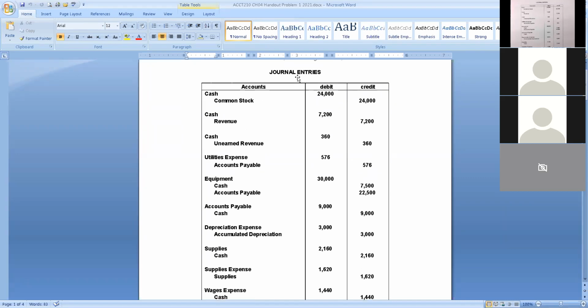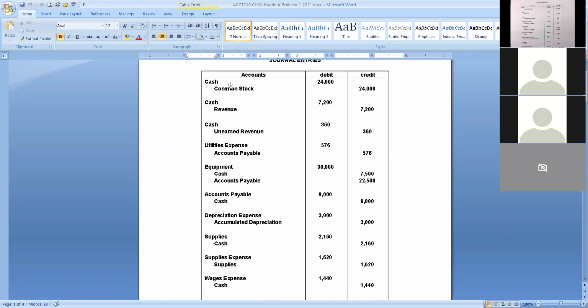All right. Now, this is a company that's starting out. They're a brand new company. So that's what this is about. This is the cash. They don't have anything in the accounts.